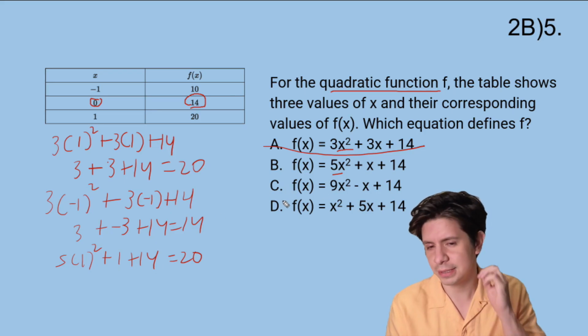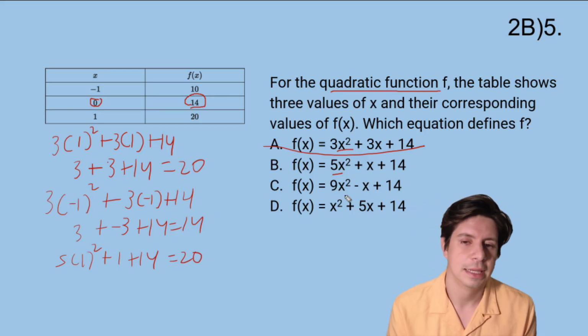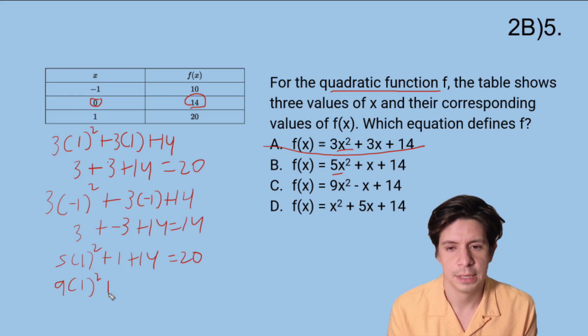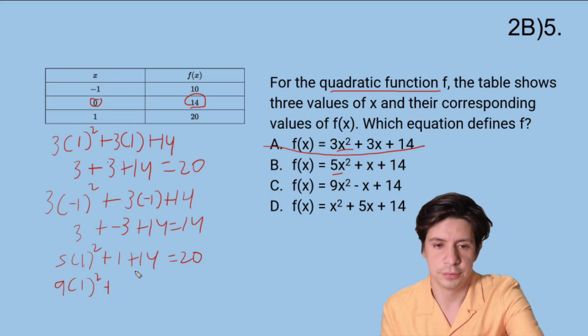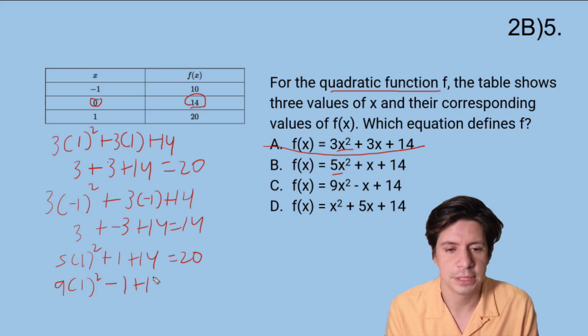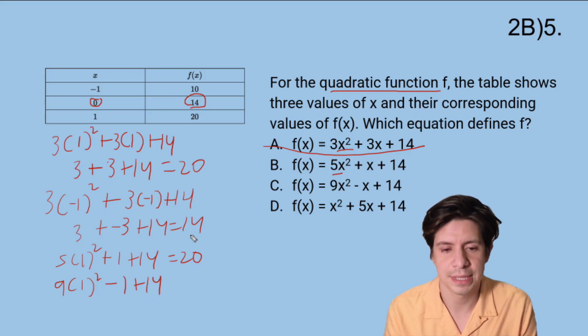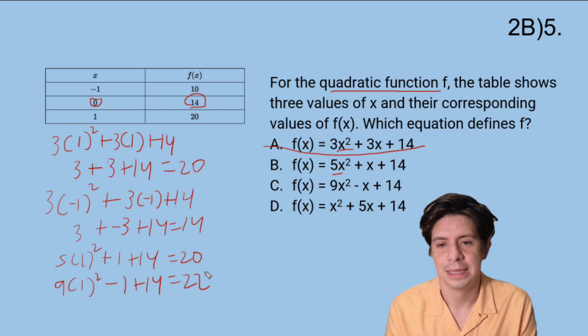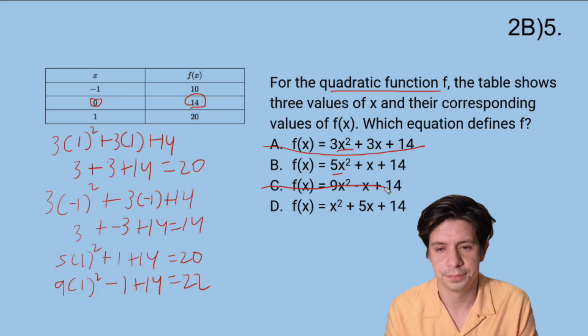I'm going to plug in 1s to see if we can eliminate anything. So I'm going to do 9x squared. So 9 times 1 squared minus 1, plus 14. 9 times 1 squared is 9, plus 14 is 23, minus 1 equals 22. So again, that doesn't work.